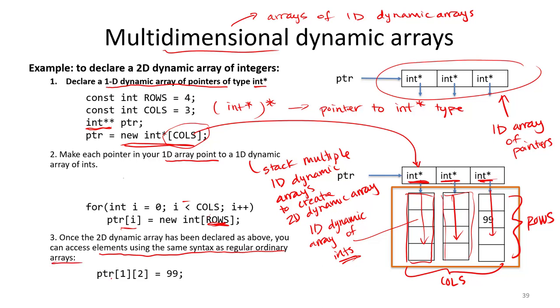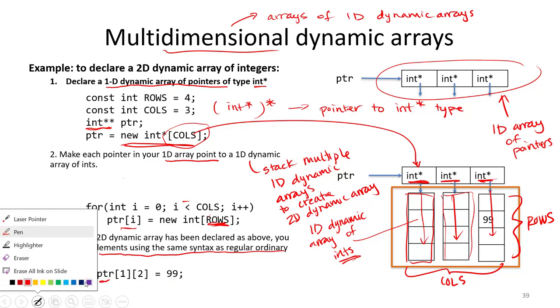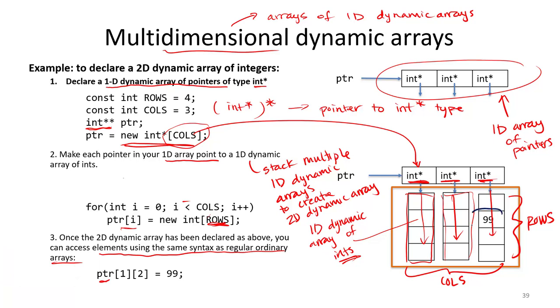So here, notice I can write ptr[1][2] = 99, and that will allow me to go to row 1, column 2, and change ptr[1][2] to be 99. So once you've declared that multidimensional dynamic array, you can use for loops and our square braces and our indices, just like you know for regular arrays.